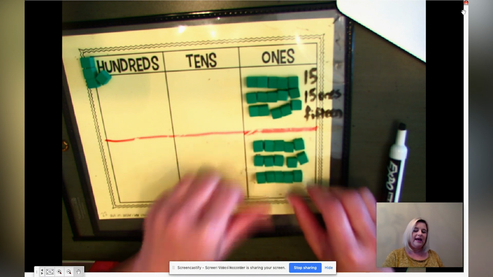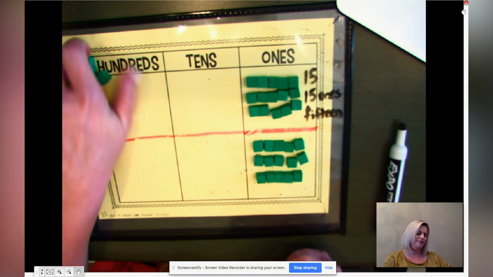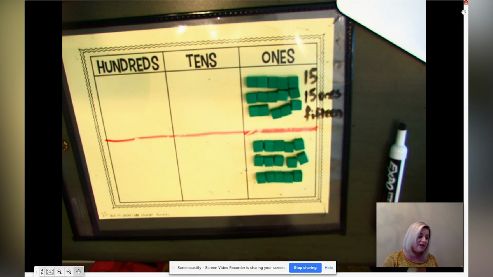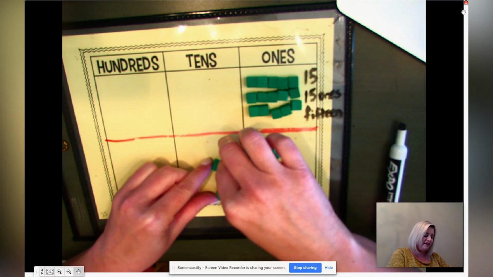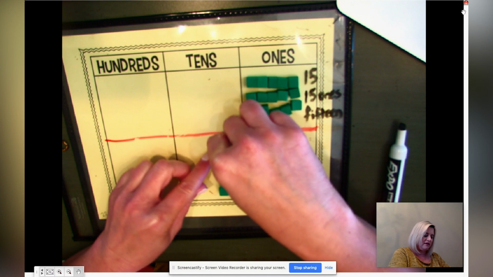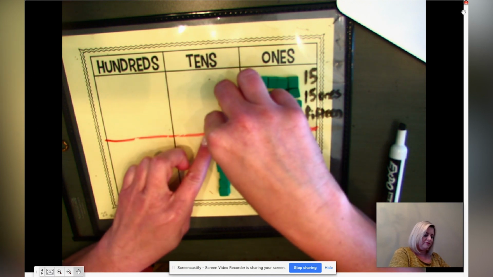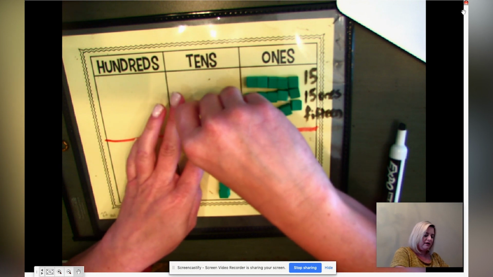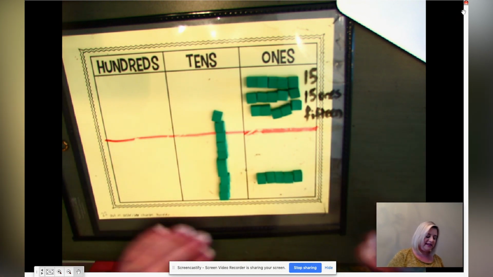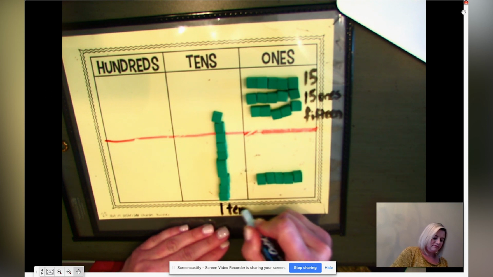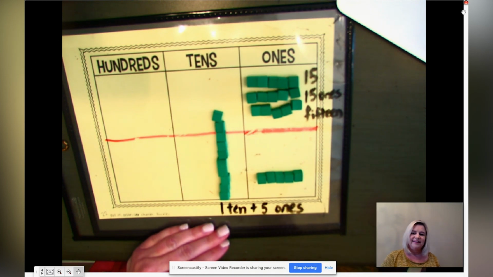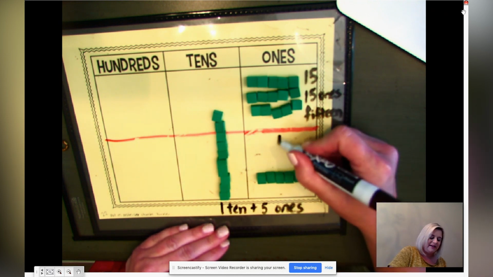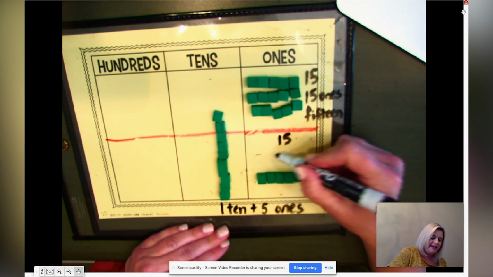Great job. Now remember, what can I do to make this easier? Oh, I can bundle a 10. I'm bundling the 15 ones, putting them together, and moving them to the 10 side. So now over here, I have 1 10 plus 5 ones. Can you think of other ways to write this? Right, we can just write the number, and we can write it in word form.